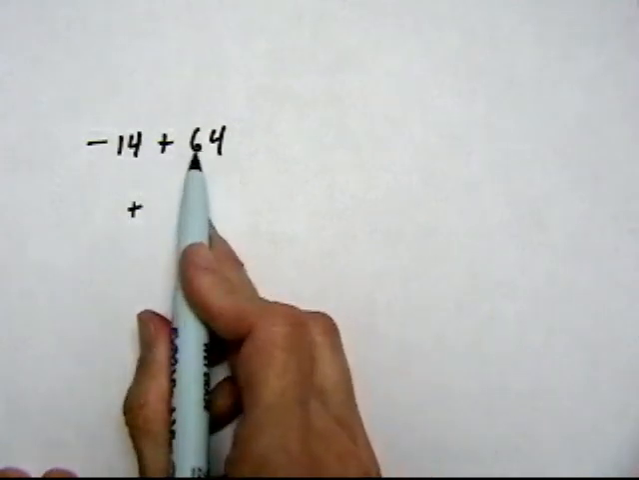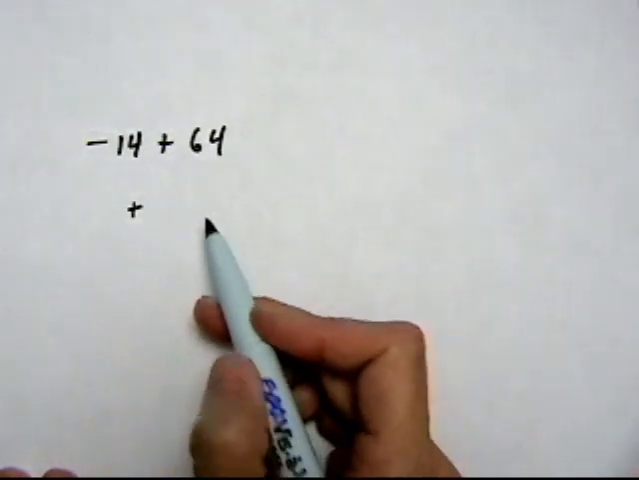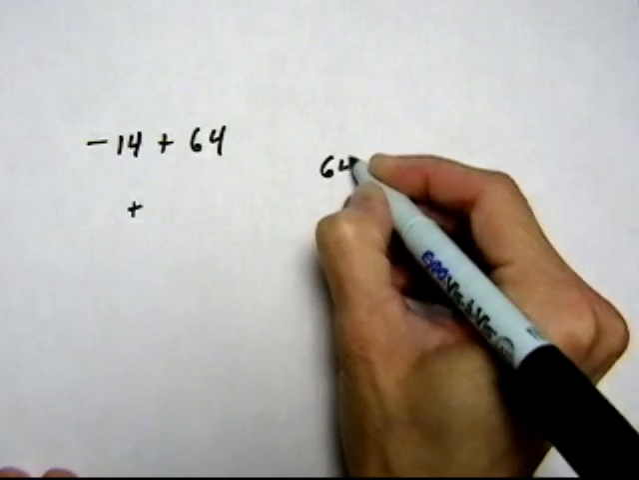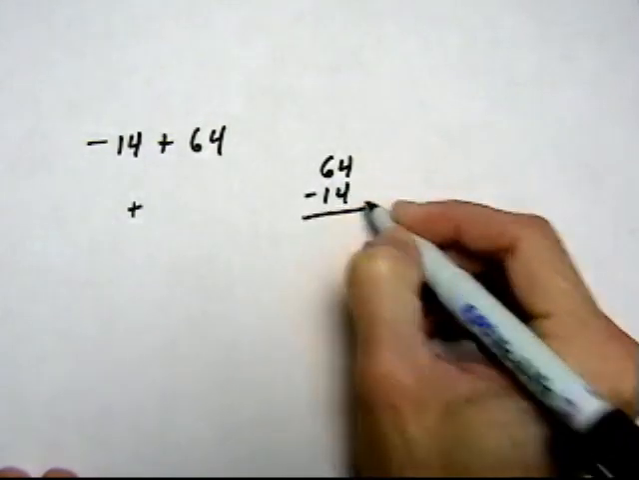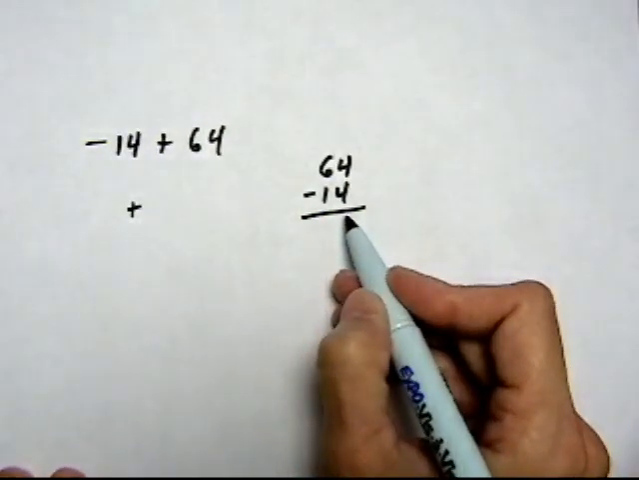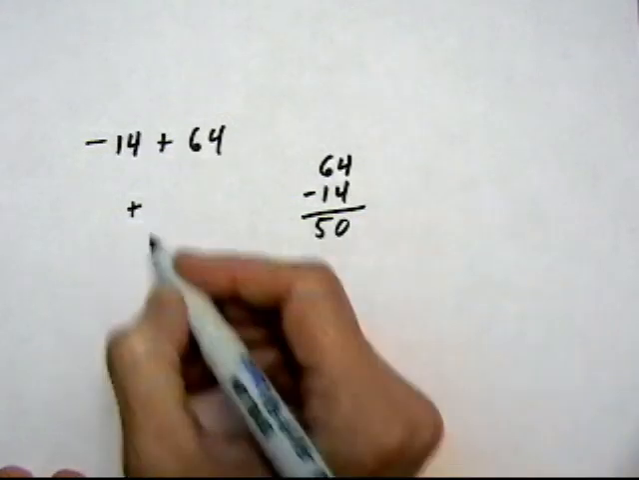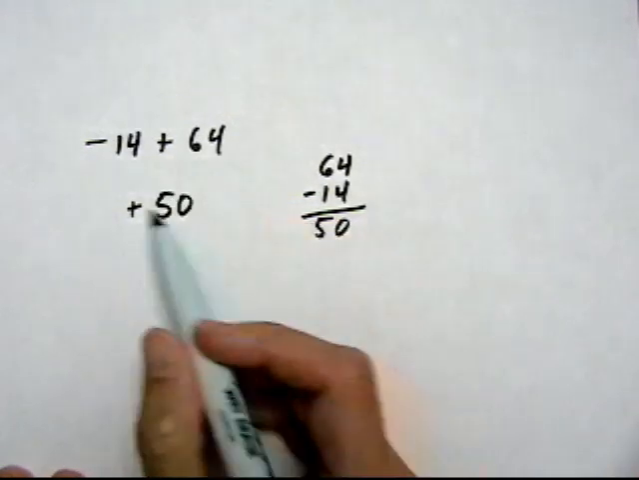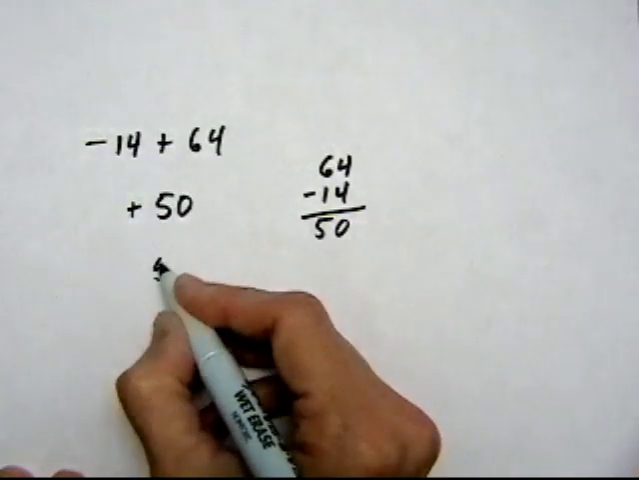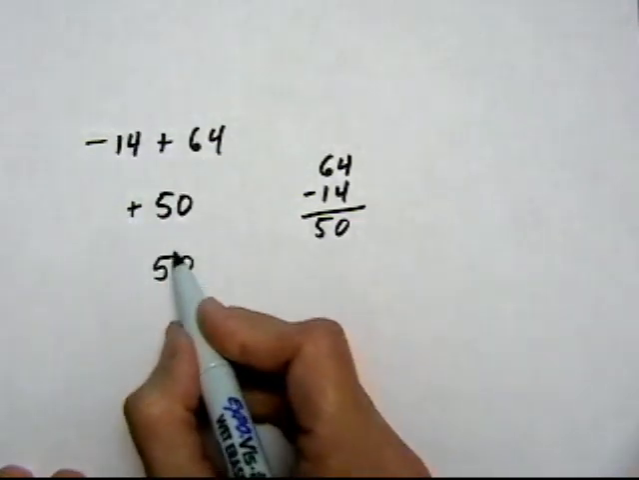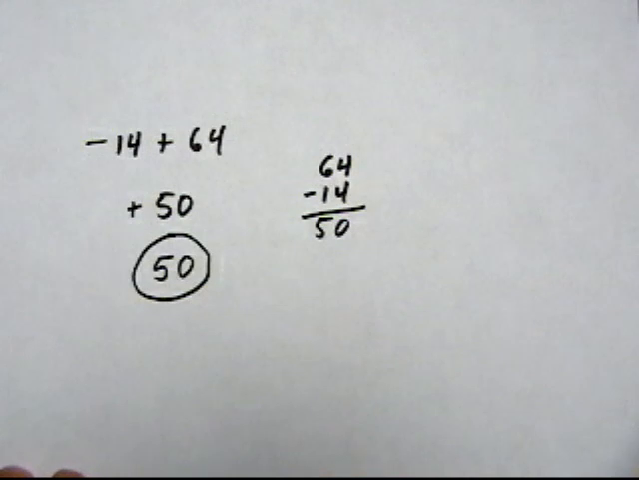And then we're going to take the difference of the 2 absolute values, which tells us how many more positives do we have than negatives. Well, we have 64 minus 14, more positive than negative. So if I do that out, I get 50. So negative 14 plus 64 is equal to 50. And we don't usually show the plus, so we'll just put 50 for the answer.